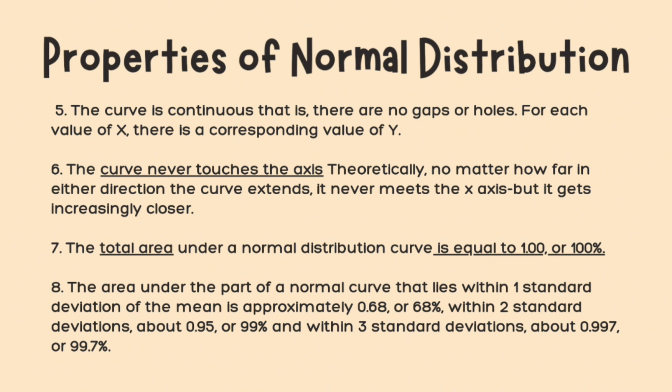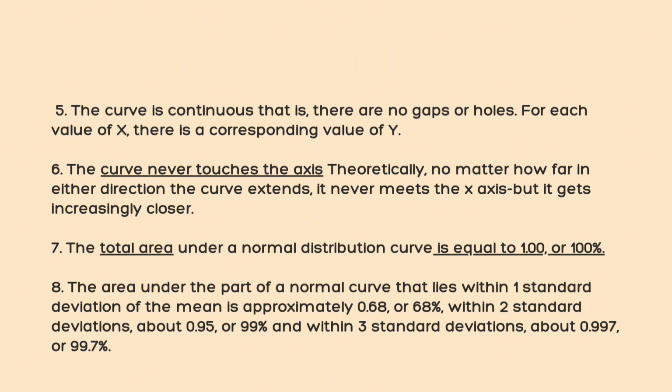The total area under the curve is equal to 1 or 100%. Lastly, within one standard deviation of the mean, about 68% of the data lies. Within two standard deviations, it's around 95%, and within three standard deviations, it's approximately 99.7%.